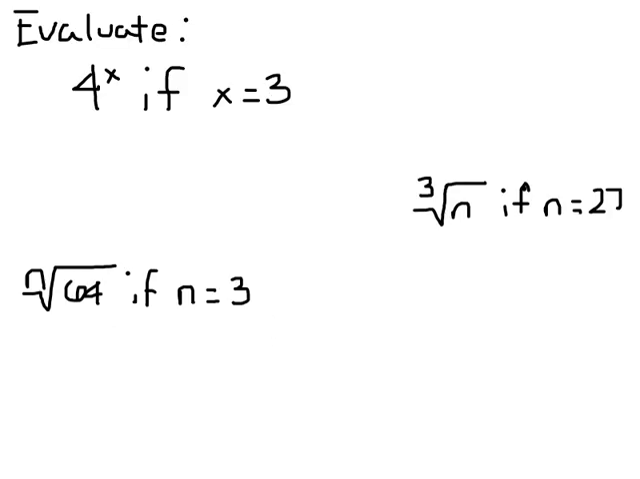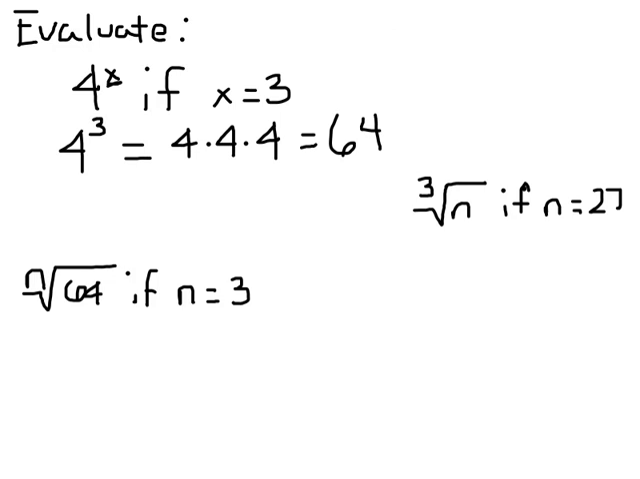Alright, this says 4 to the x power if x is 3. So that means right here, instead of x, I'm going to put a 3. And 4 to the third power is 4 times 4 times 4, which is 64.